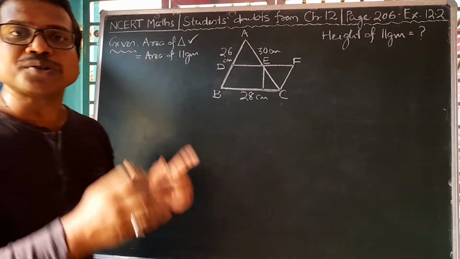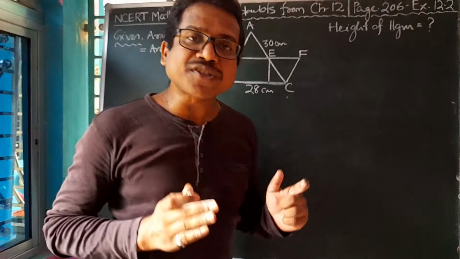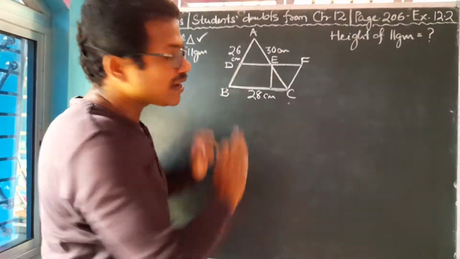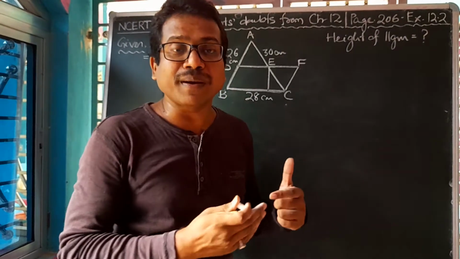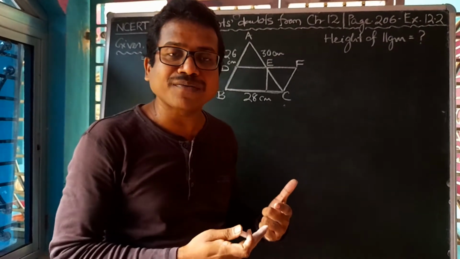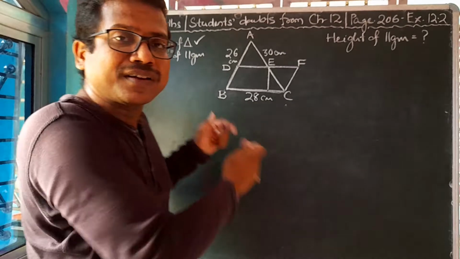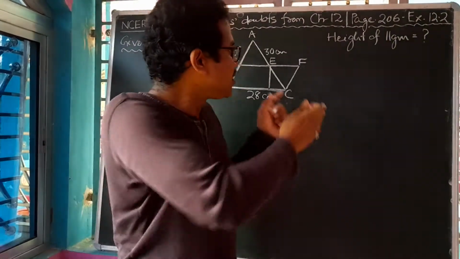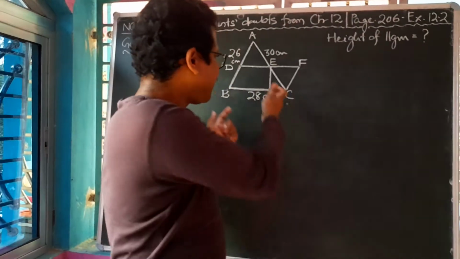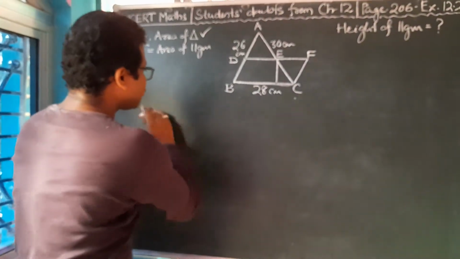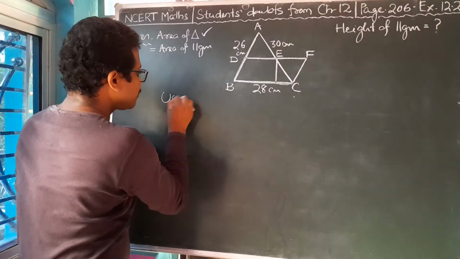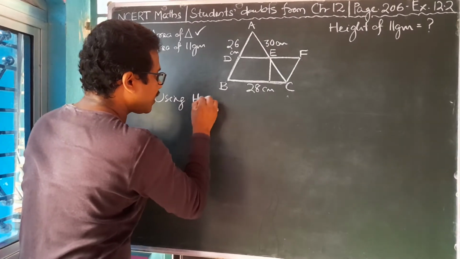First of all, we have to use two formulas. You use Heron's formula so that you can find out the area of the triangle. Next, you know the formula for the parallelogram area. You can use the formula. The question says the area of parallelogram is equal to the area of triangle, and already you can find that out. So what is first to do? Using Heron's formula.